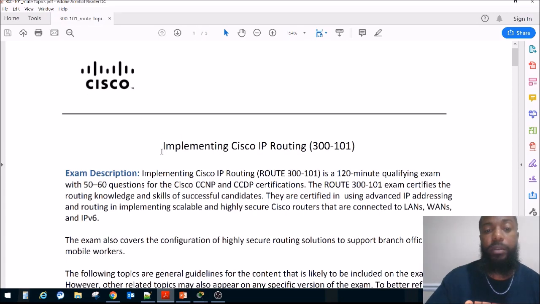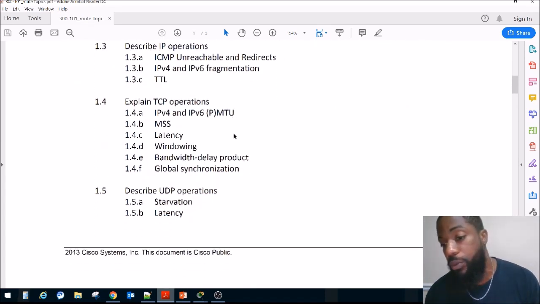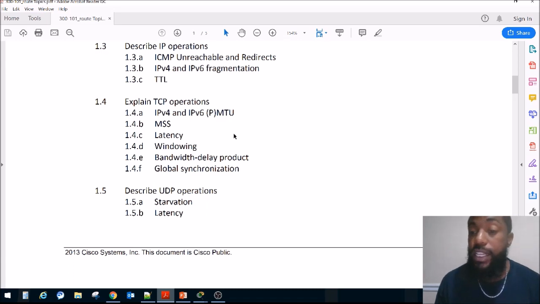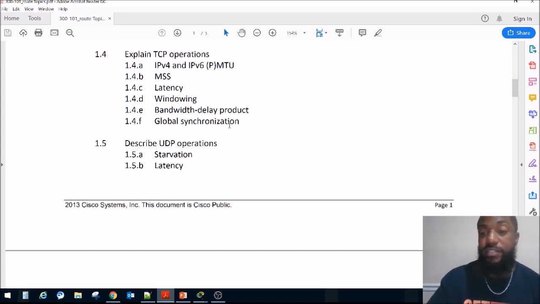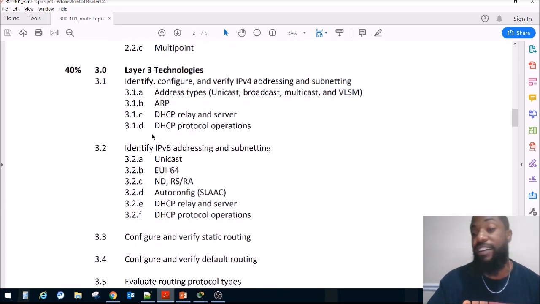All right, this is the exam blueprint, implementing Cisco IP routing. Again, this is exam code 300-101. Make sure you are studying for the correct version, that's version 2.0. Sometimes there'll be some older material out there that you might be looking into, but I believe about 80 to 90% of the old exam is in this new exam. But there's some little parts that, if you aren't studying for them, could mean the difference between failing and passing.